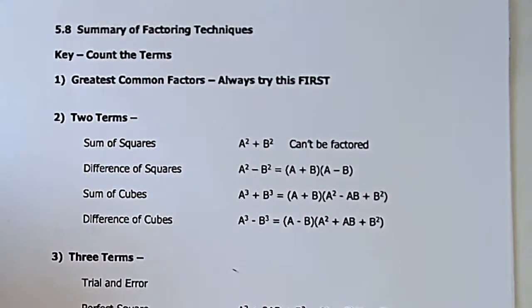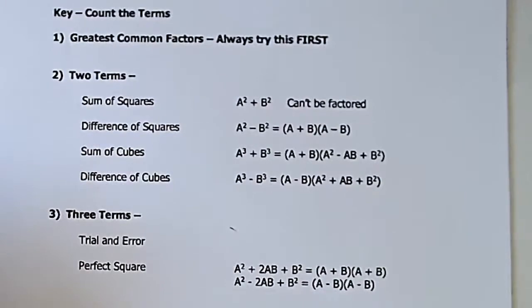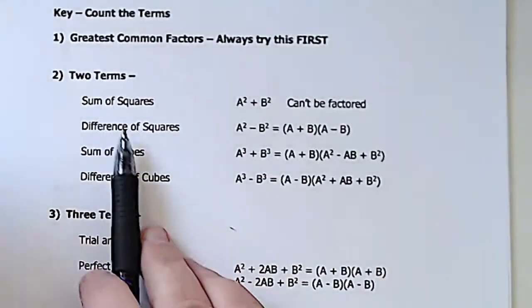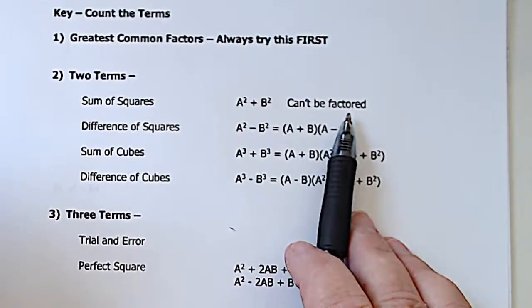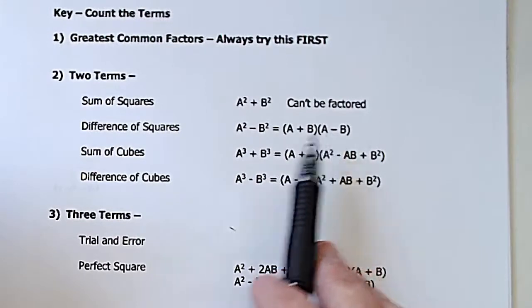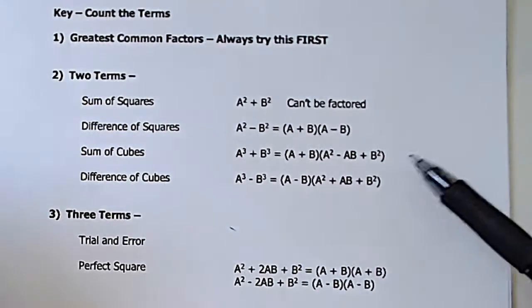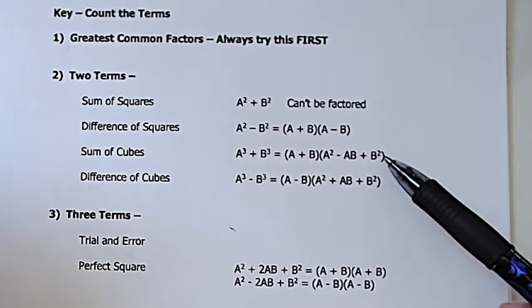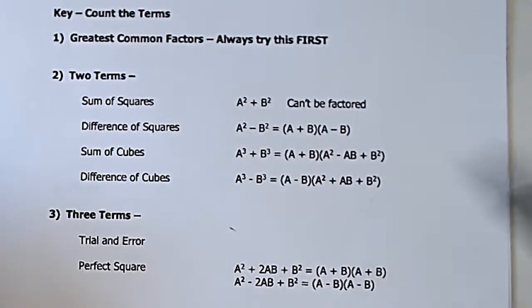Next up, if there are two terms, the good news and the bad news is it could be the sum or difference of squares. If it's a sum of squares, you can't factor it, you're done. If it's a difference of squares, it's relatively straightforward. If it's a sum or difference of cubes, however, that's when things get a little bit more exciting. And so what I would say is remember that these two formulas are easiest to memorize together.